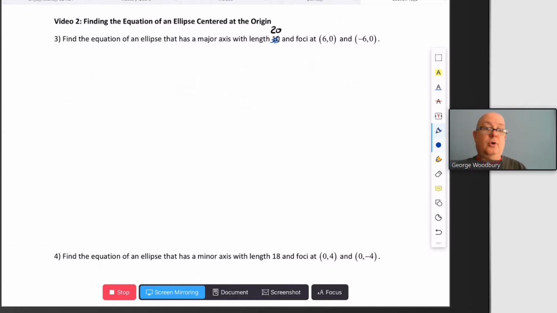So first, find the equation of an ellipse that has a major axis with length 20. Your handout will have the right number on it. And foci at (6, 0) and (-6, 0). So let's take a quick look at the sketch of this graph.